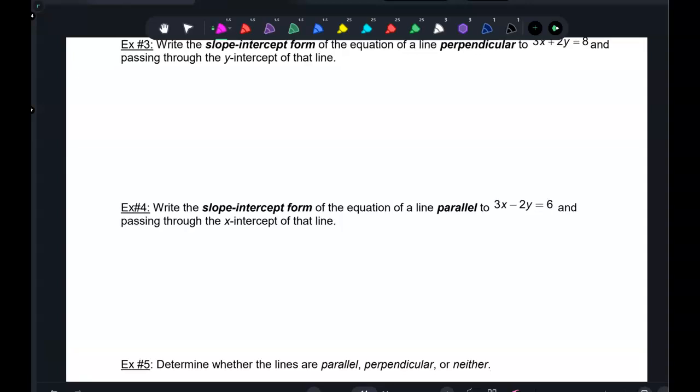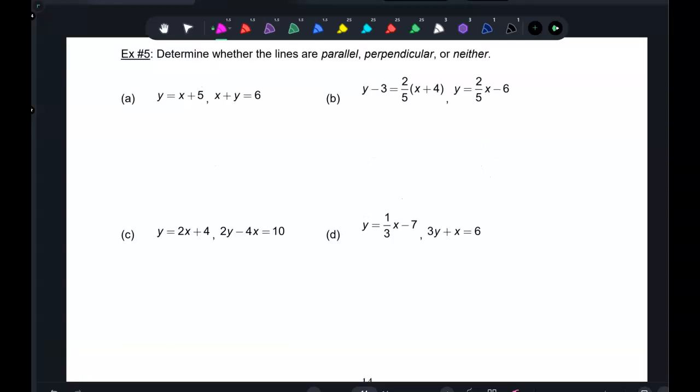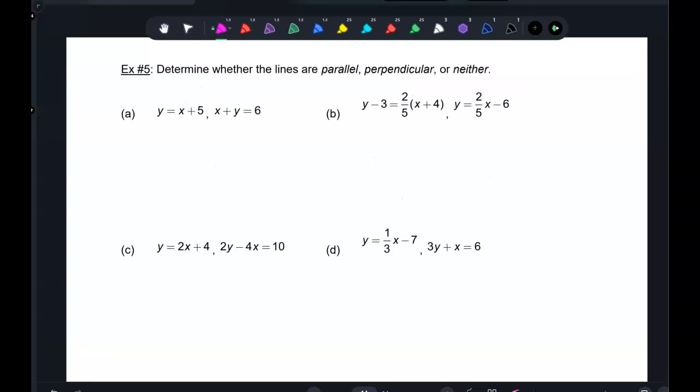All right, you know what? I think I'm going to have you guys skip these two. I don't know how to do those. We have homework. Let's just look at example 5. We'll skip the other two. This is the last page of the note packet.